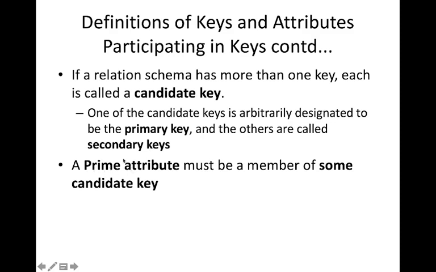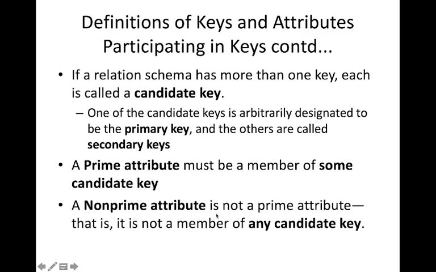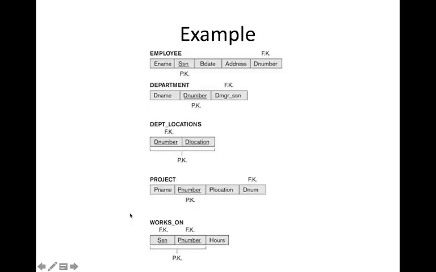Then what do you mean by a prime attribute? A prime attribute must be a member of some candidate key. If an attribute is a member of any of these candidate keys, then it is known as a prime attribute. A non-prime attribute is not a prime attribute. That means it is not a member of any of the candidate keys. Then it is known as a non-prime attribute. So all these definitions are important: super key, candidate key, primary key, secondary key, prime attribute and non-prime attribute.